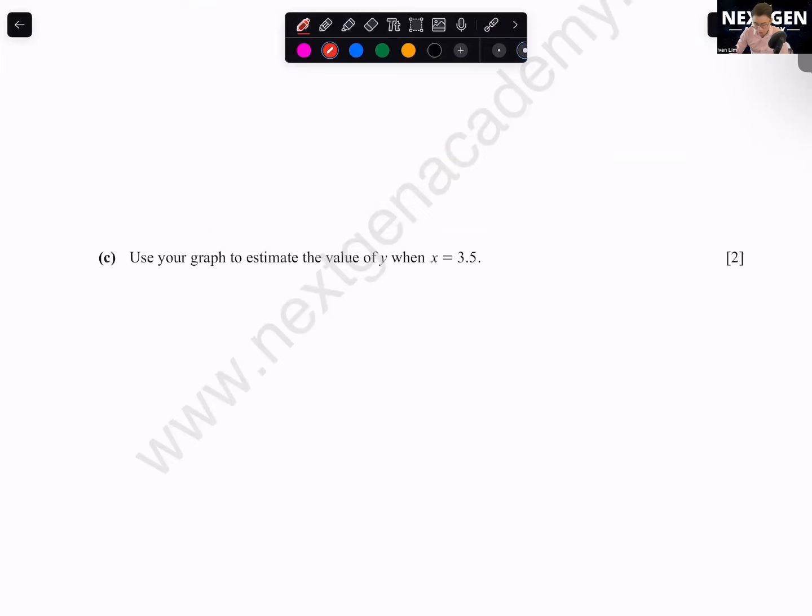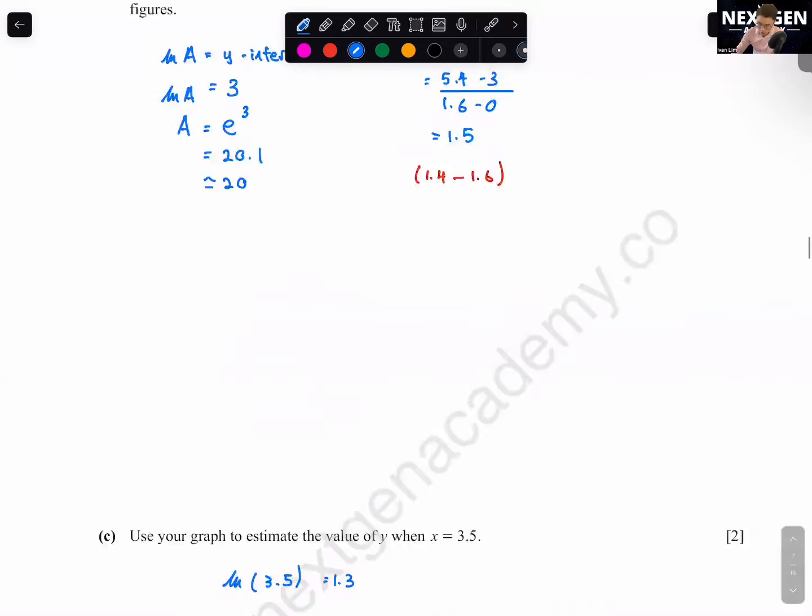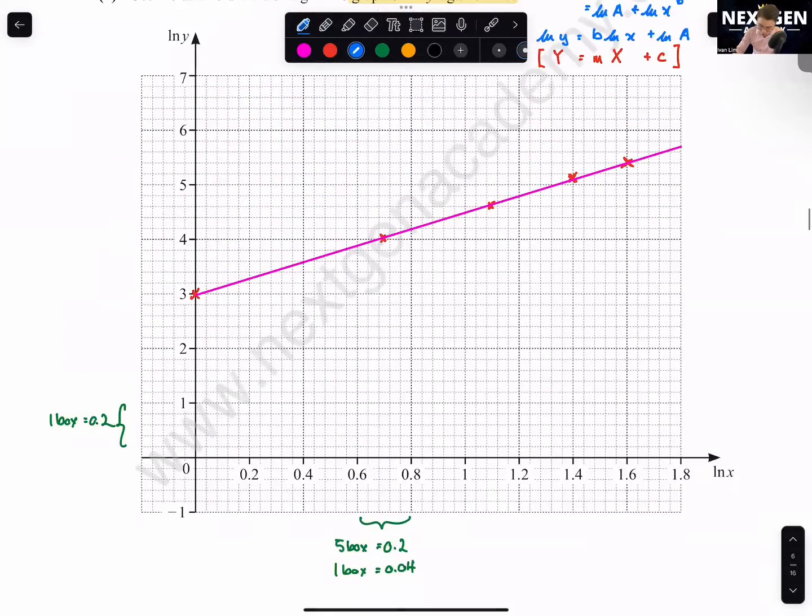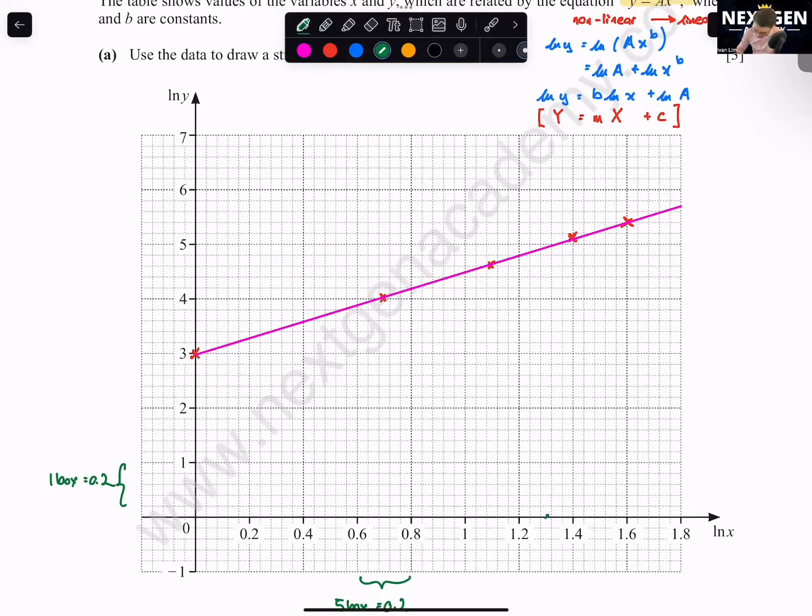Use your graph to estimate the value of y when x is equal to 3.5. So you need to find x equals to 3.5. What is your ln x first? Because on my graph it is ln x, not x. So ln 3.5 is equal to 1.3. On your graph, you're going to find where is 1.3. Let's say over here.